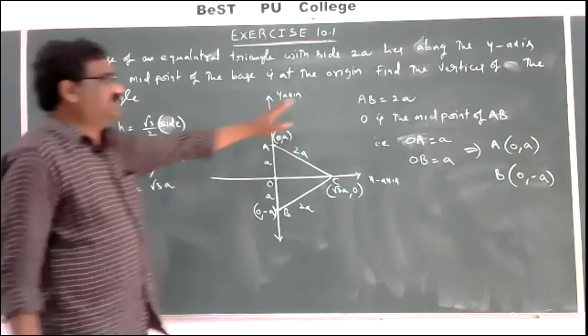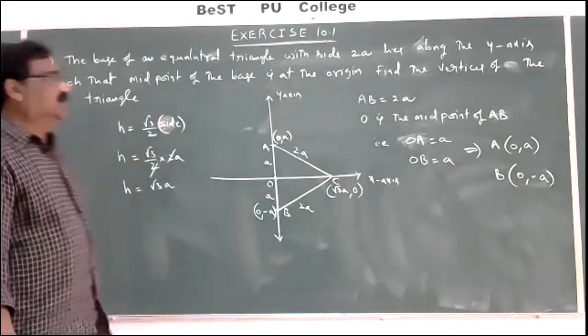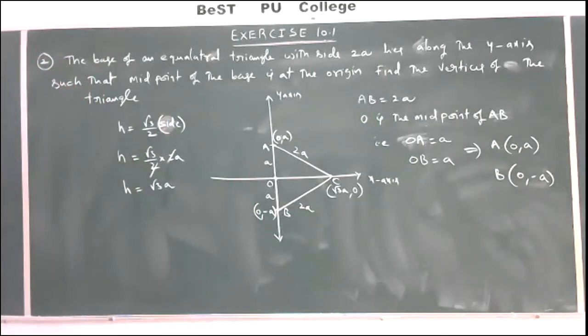Solution is right like this. AB is equal to 2a. O is the midpoint of AB. That is, OA is equal to a and OB is equal to a. That's why A vertex is (0, a) and B vertex is (0, minus a).